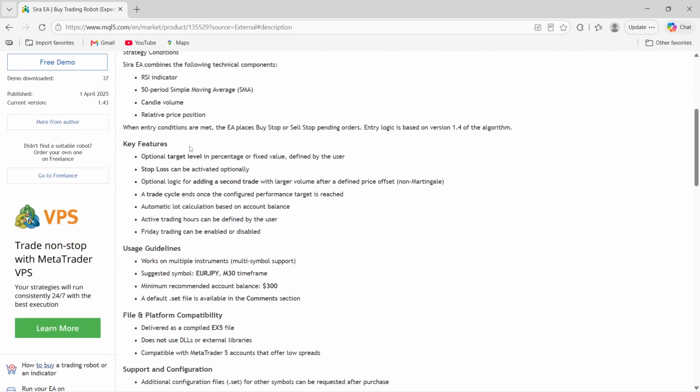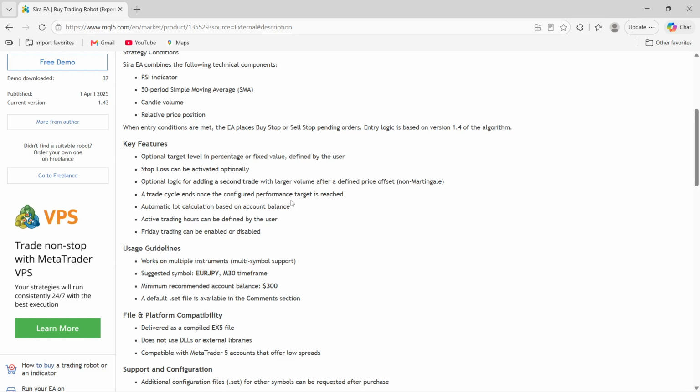So as for the key features of the EA, we have the optional target level, a percentage or fixed value defined by the user. Stop loss can be activated optionally, as you want. You can do it with or without it. And there's the optional logic for adding a second trade with larger volume after a defined price offset. It's important to note that this is non-martingale. The trade cycle ends once the configured performance target is reached.